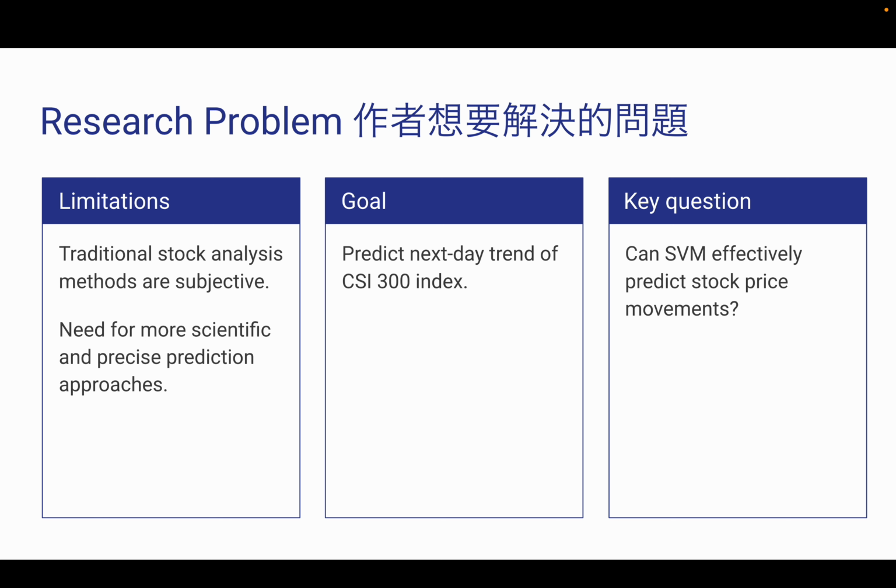The author of this paper aimed to address limitations in traditional stock market analysis. Technical and fundamental analysis often require extensive expertise and produce subjective results. This research focuses on developing a more scientific approach using machine learning to predict whether the CSI 300 index will move up or down the following day. The central question is whether SVM can effectively forecast these market movements with reasonable accuracy.